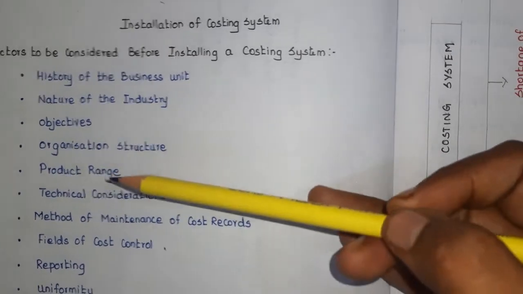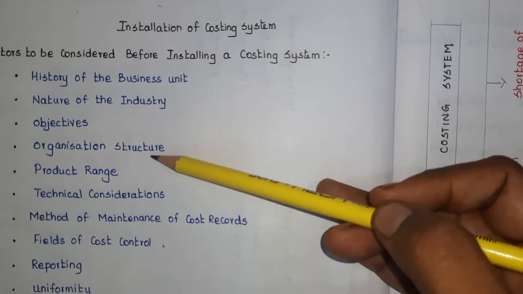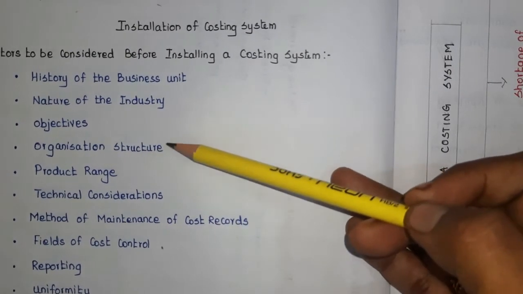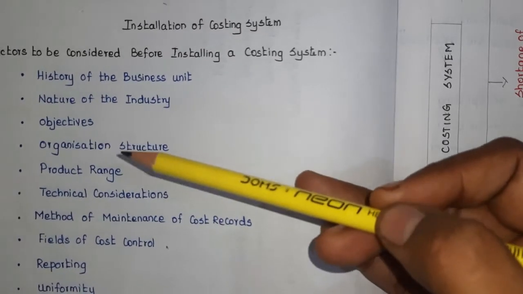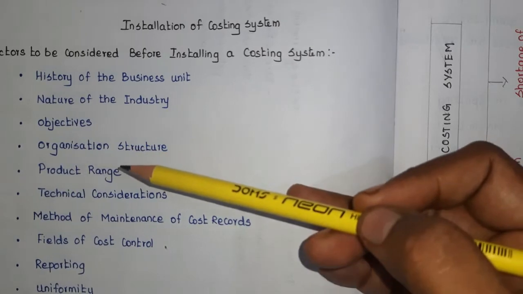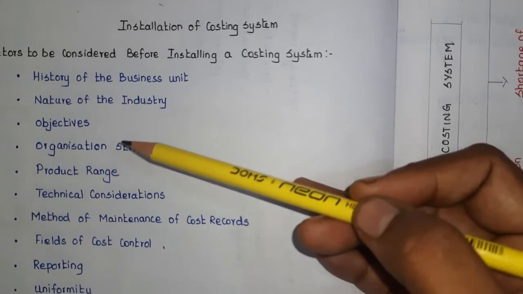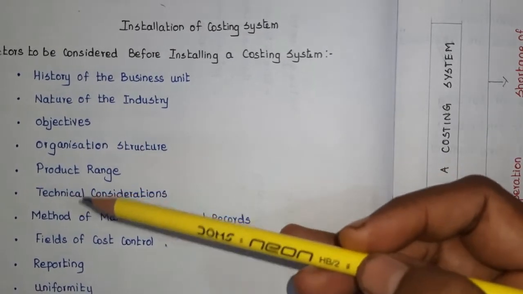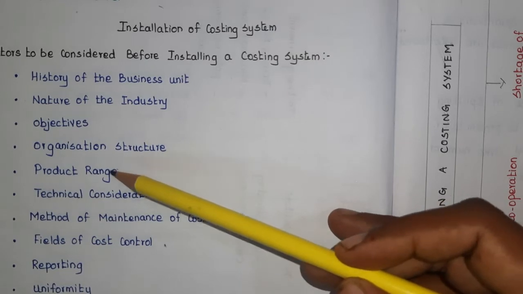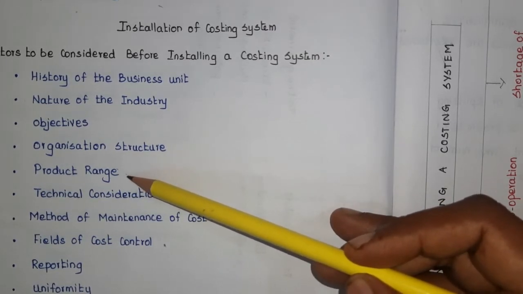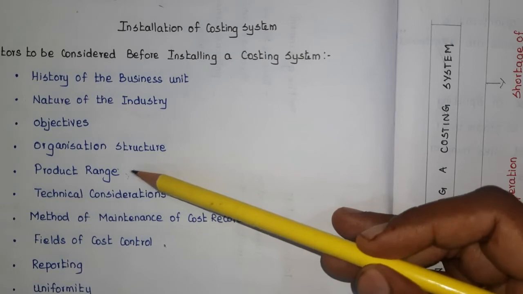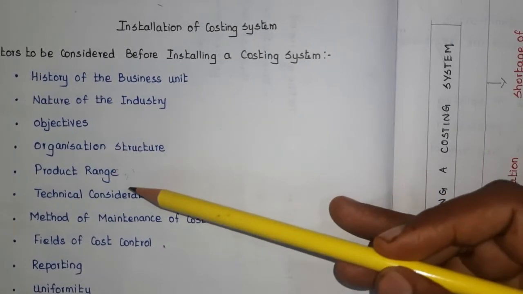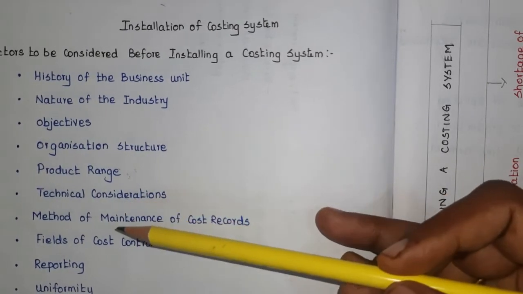The next point is organization structure, which is one of the important factors to be considered before installing a costing system. Here the organization structure should be studied to determine the manner in which the costing system could be introduced without altering or extending the organization appreciably. The next point is product range. The range of products manufactured and sold also determines the method of costing to be selected. Therefore, the range of products must be analyzed in terms of size, models, fashion, area of market and competitors, and whether the products are to be made to customer specification or for stocking and selling.